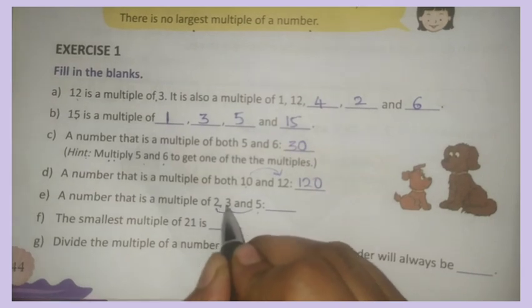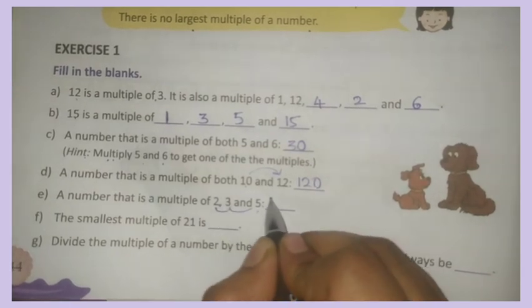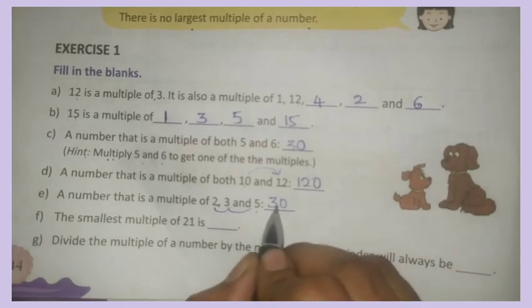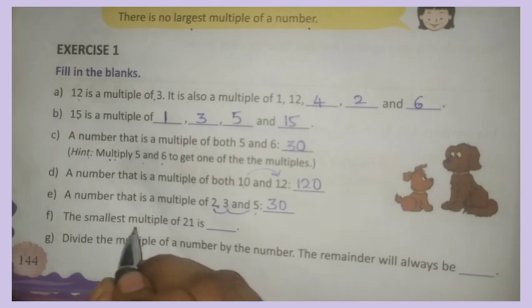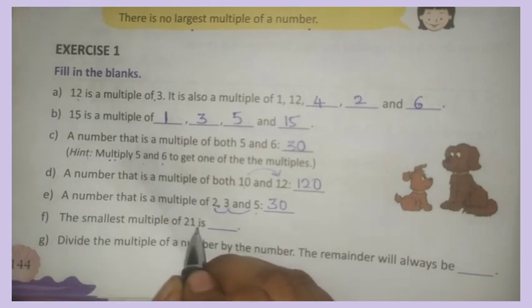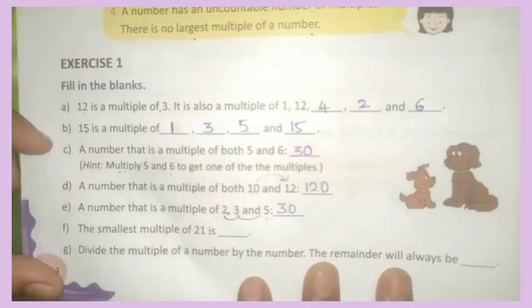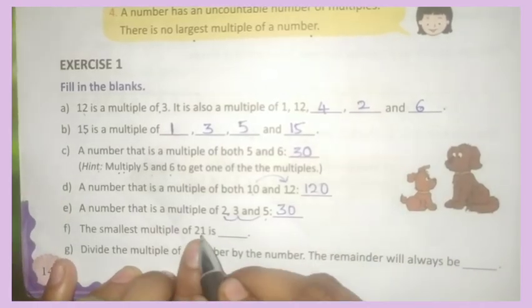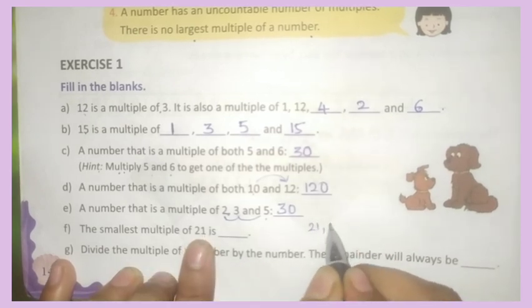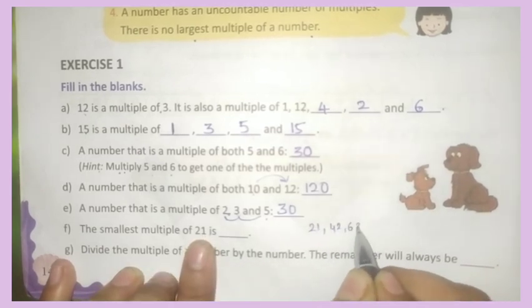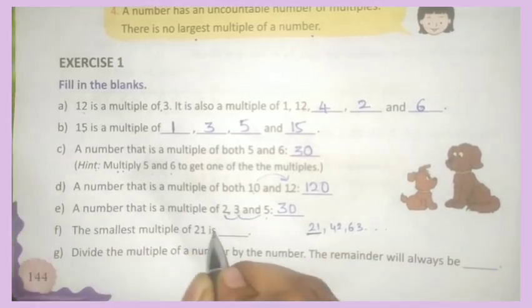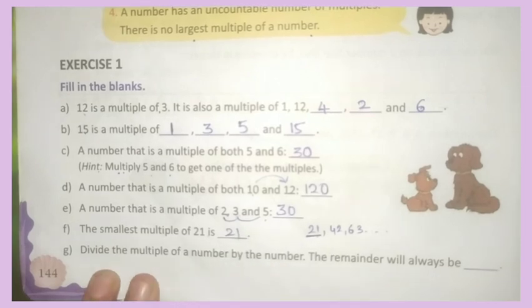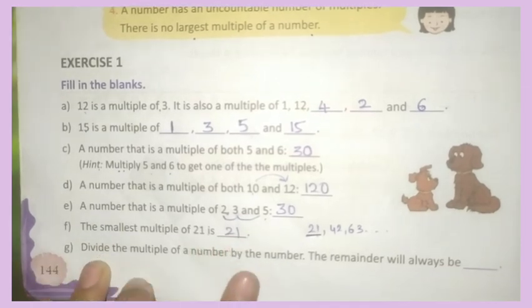Multiply these 3. 2 3s are 6. 6 5s are 30. Okay, 30 is a multiple of 2, a multiple of 3 and a multiple of 5. What is the smallest multiple of 21? What are the multiples of 21? 21, 42, 63, like that. So which one is the first, smallest multiple? Yes, the number itself. The smallest multiple of 21 is 21 only.